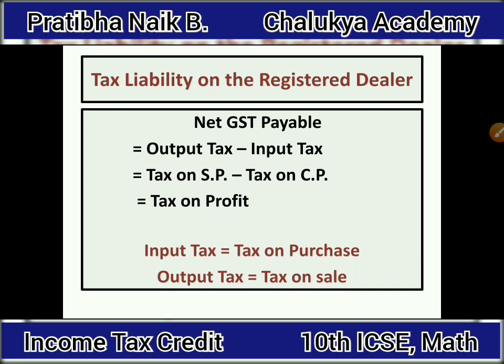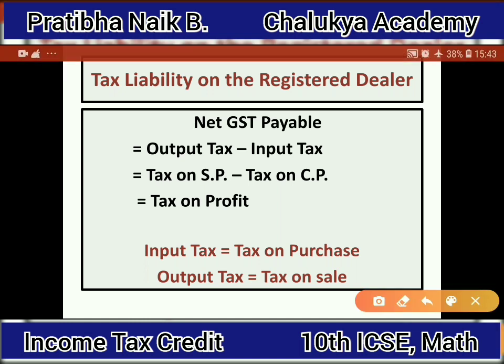So here we will continue the session where we will see the illustration based on the ITC. Let's recap the formula for calculating the net GST payable or input tax credit. That is equal to output tax minus input tax, and we know that output tax is tax on the selling price, and input tax is tax on the cost price. So we can use the second formula, that is tax on selling price minus tax on cost price.